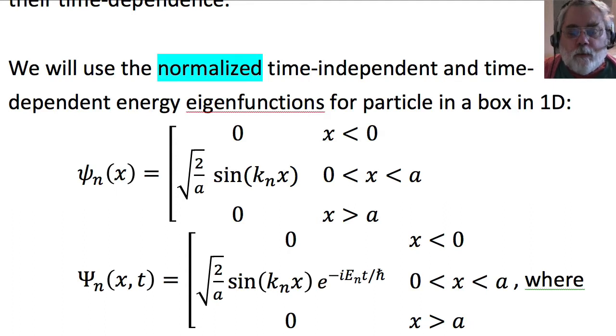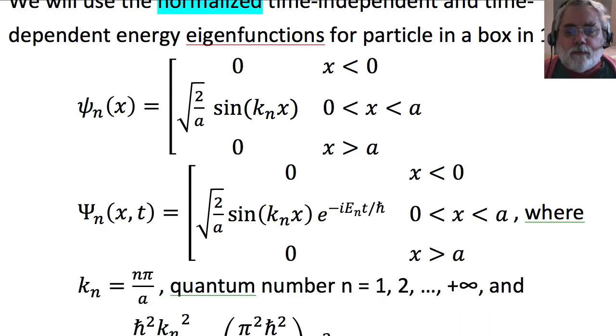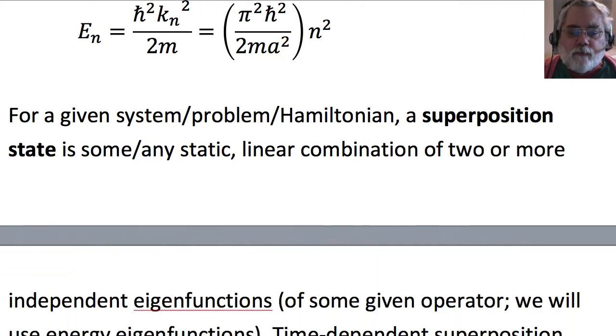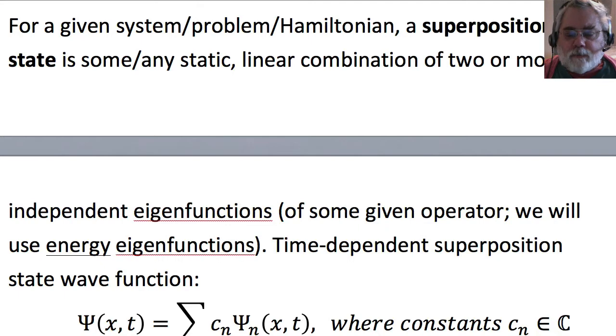We will use the normalized time-independent and time-dependent energy functions for particle in a box in one dimension that we've previously used. For a given system, problem, Hamiltonian, a superposition state is some or any static linear combination of two or more independent eigenfunctions of some given operator. We will use the energy eigenfunctions.